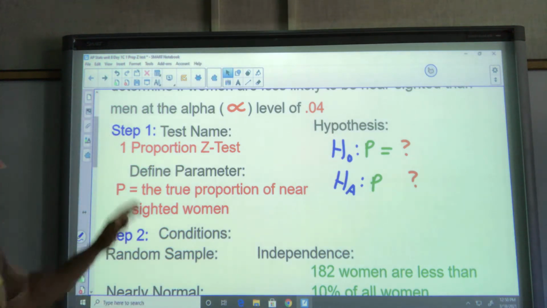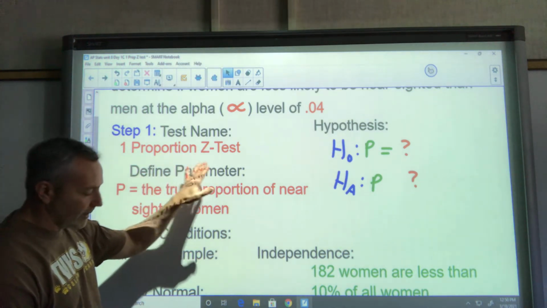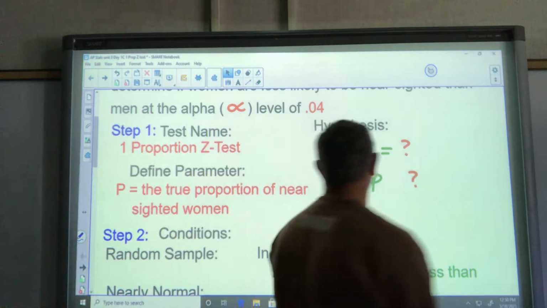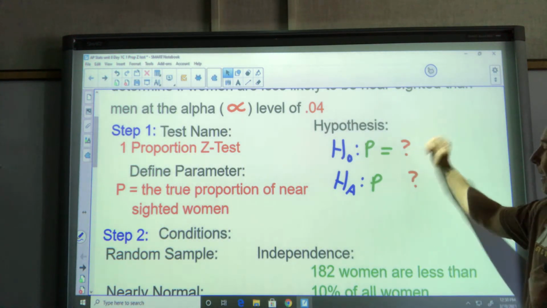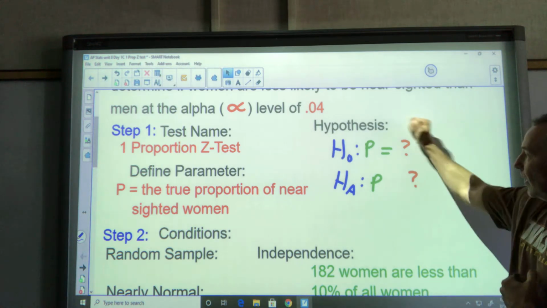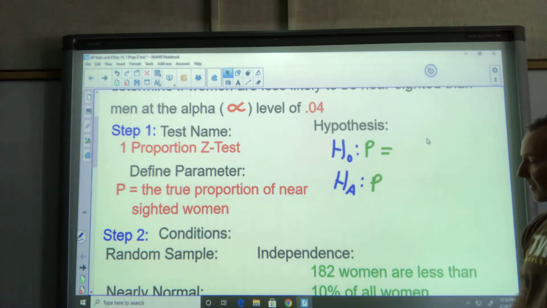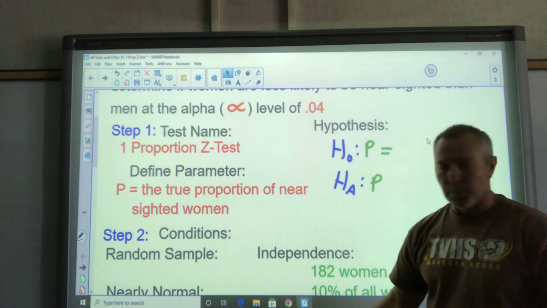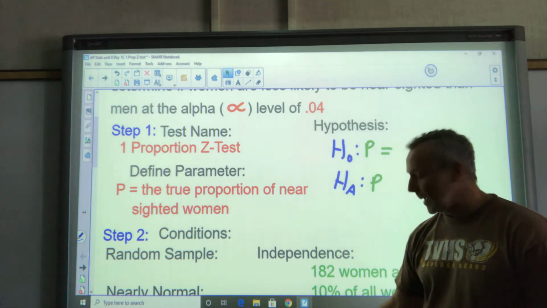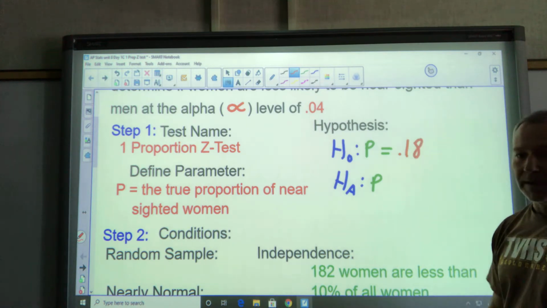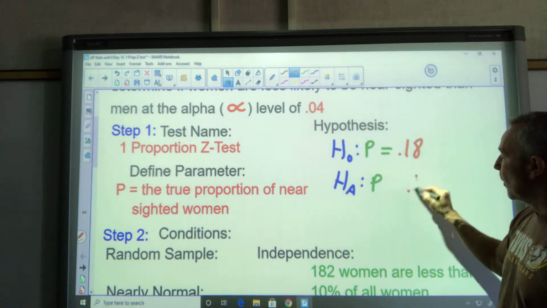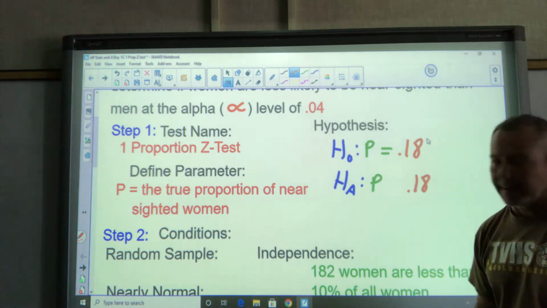And so I know automatically in a one proportion z-test that my hypothesis is going to be p, the parameter again, equals some number, and whatever that number is goes there. And I just change the sign there. In this case, the proportion of people that are nearsighted, it said was 0.18. That was the fact that we know. And that'll be 0.18 there, and I need to put that sign in there.